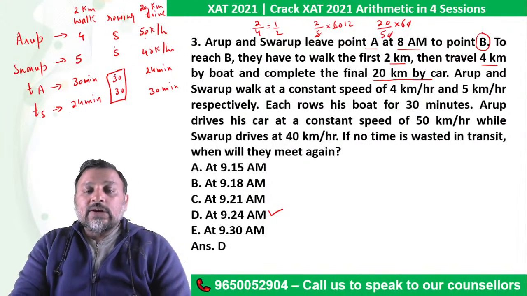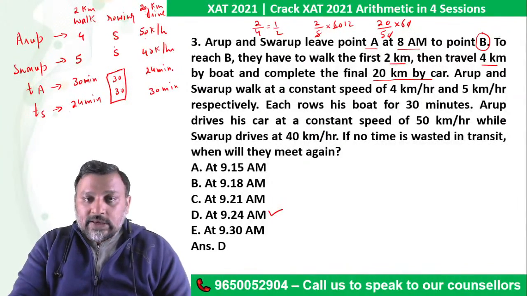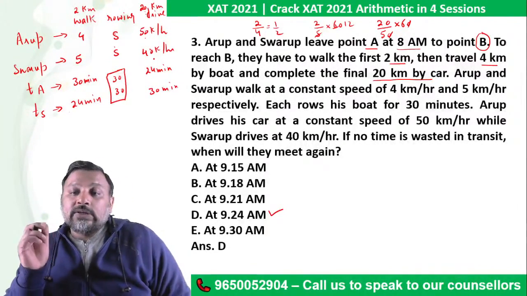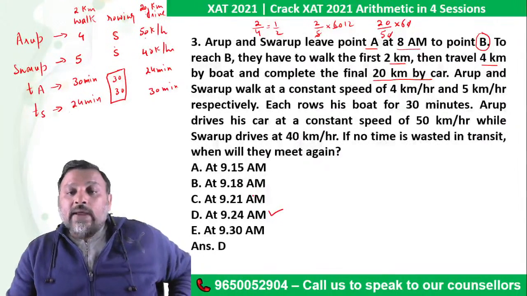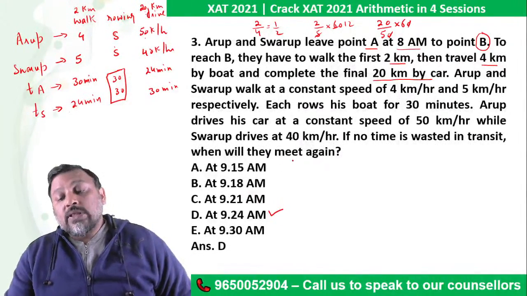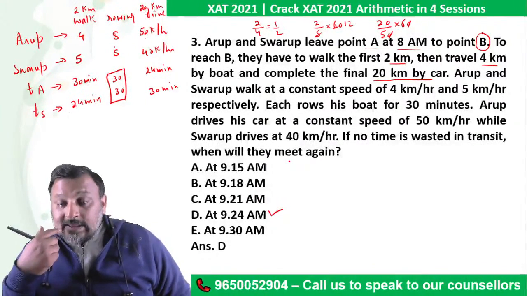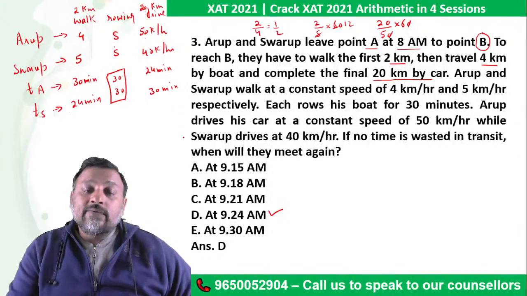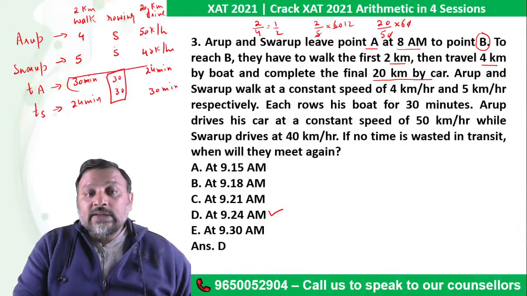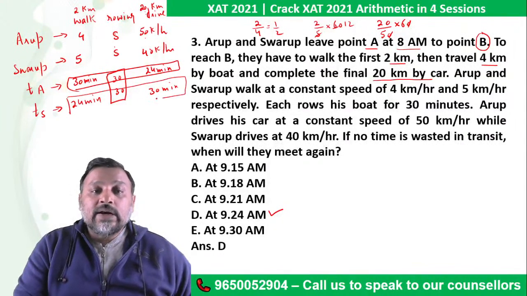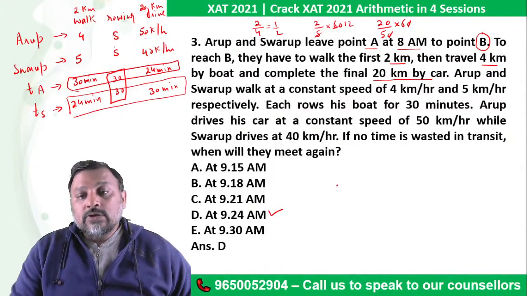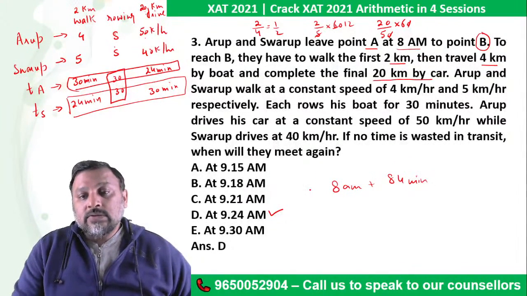So can we say their total time is coming out to be same at the end of the journey? Okay, so I need to find when will they meet again. They will meet again at the end of their journey, and they have taken 84 minutes to complete the journey, for Arup or for Swarup. So from 8 a.m. you just need to add 84 minutes. So it is 9:24 a.m.